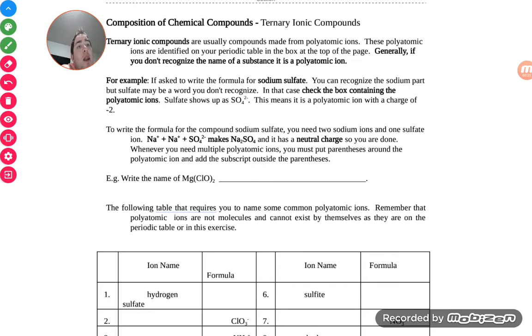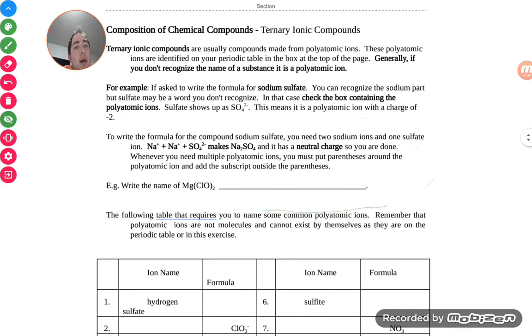So basically what a ternary ionic compound is, this is directly in your note packet, page 22 here. It's when you're naming a normal ionic compound, but it contains a polyatomic ion in there. Okay, so you see that term polyatomic ion, you don't know what that is, I'm going to explain that momentarily.